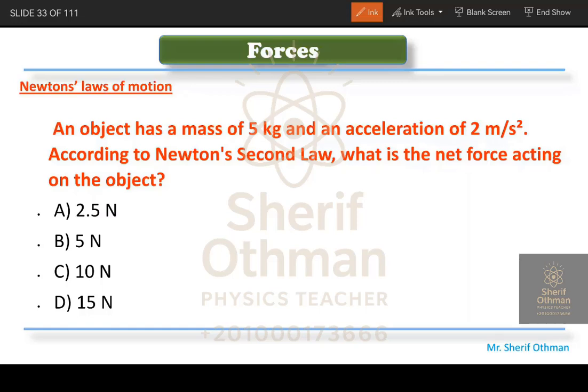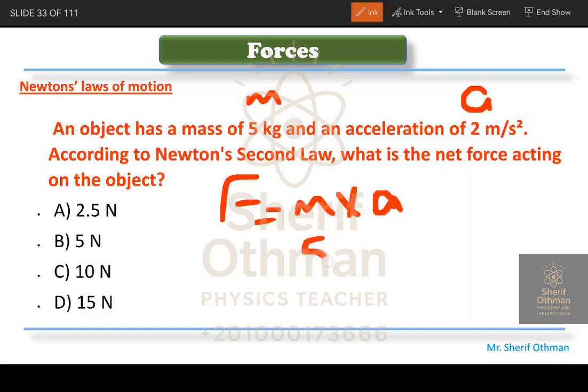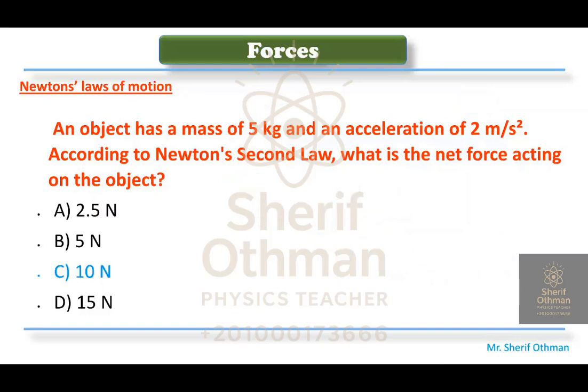According to Newton's second law of motion, what is the net force acting on the object? Here is the mass, 5 kilograms, and the acceleration, which is 2 meters per second squared, and Newton's second law states that F equals m multiplied by a. So 5 times 2 will provide 10 Newtons, or kilogram meter per second squared. So the answer is 10.